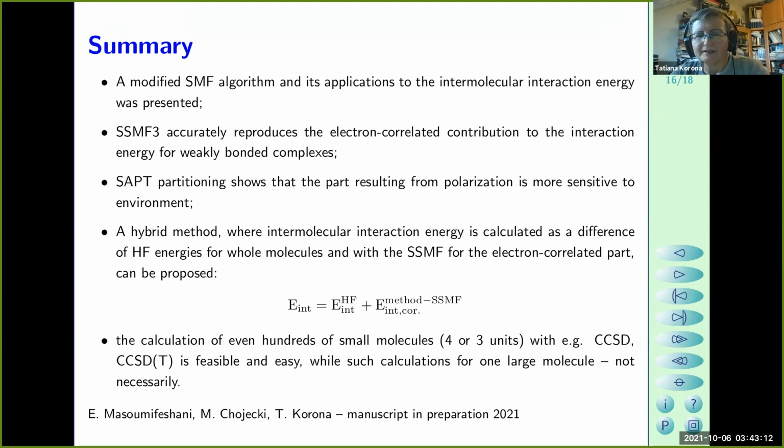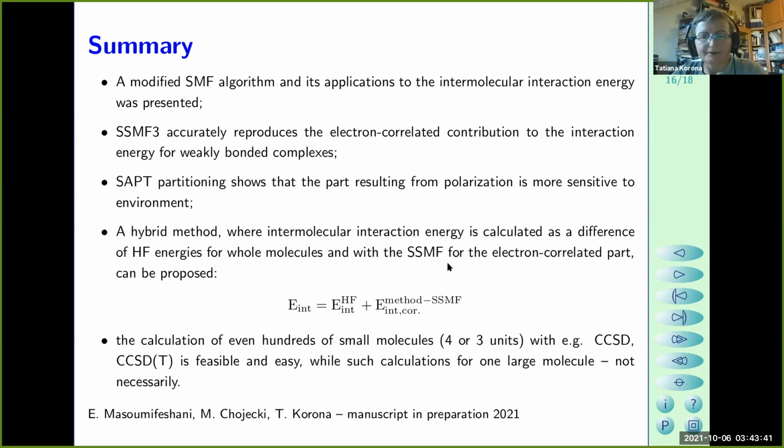Therefore, one can use a sort of hybrid method where the intermolecular interaction energy is calculated as a difference, where the Hartree-Fock energy is calculated for whole molecules, and where the SMF-free approach is used only for the electron correlated part.